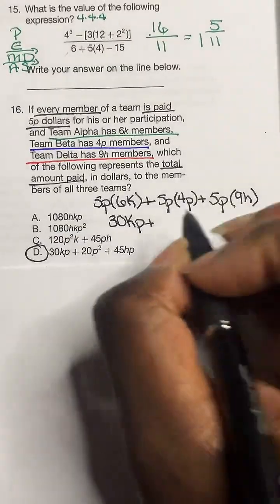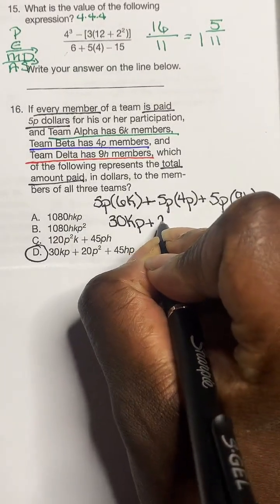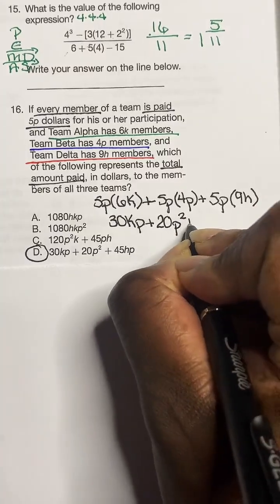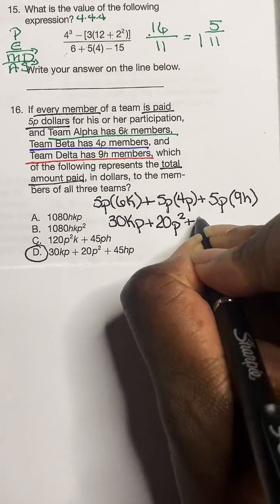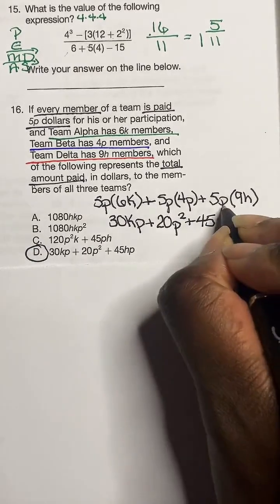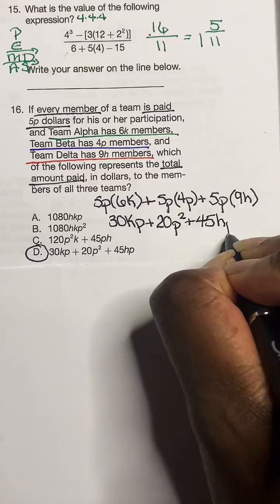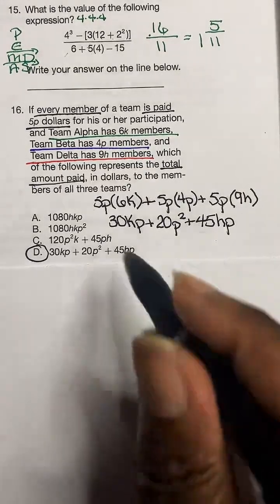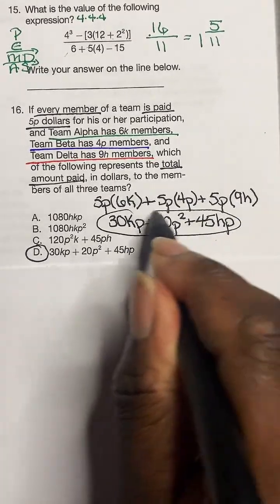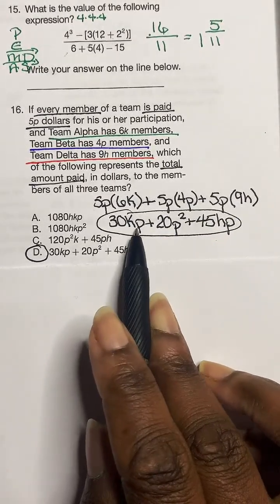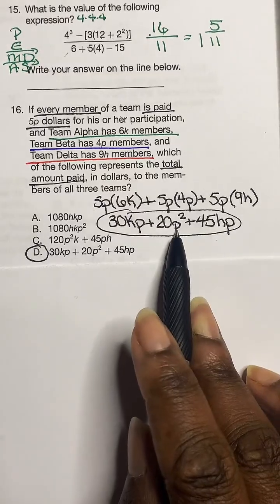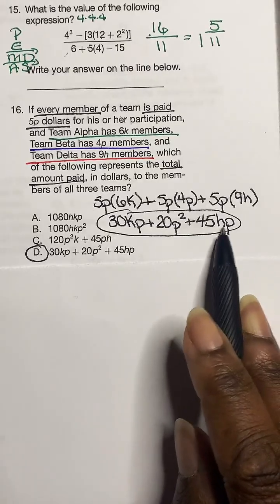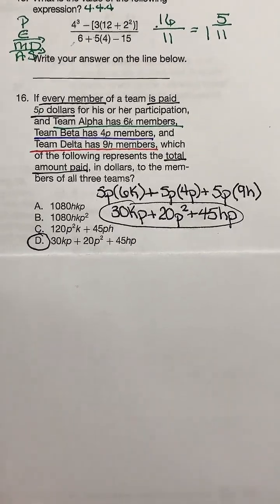But if you want to see it, 5 times 4 gives me 20. P times P gives me P squared. Plus 5 times 9 gives me 45. Then I have P and an H. Well, H comes before P in the alphabet, so that's why I just did it as HP. And then that will be your answer. Because I don't have any other KPs in here to combine. I don't have any other P squares to combine. I don't have any other HPs to combine.